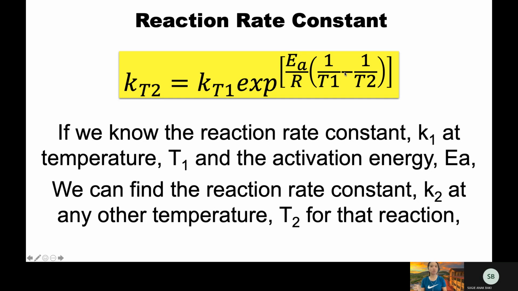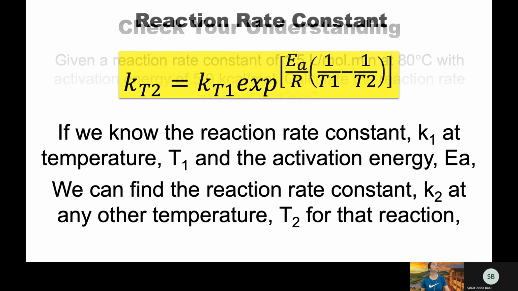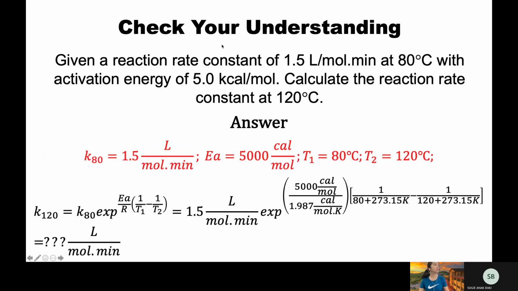Close bracket. That's why I told you, remember, if you want to find K2, as long as you know K1, T1, you know the new temperature, you know EA. R we already know, the gas constant. So this second version is basically when you want to find new K at new temperature with the prior knowledge of K1, T1. Means know K1, know T1. We have T2, we want to find K2. Okay, so how do we do this?